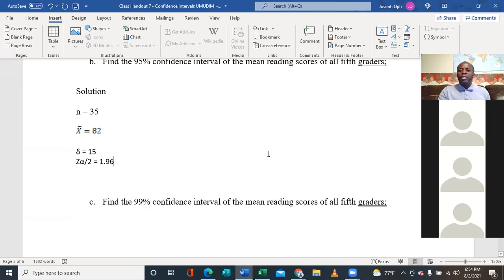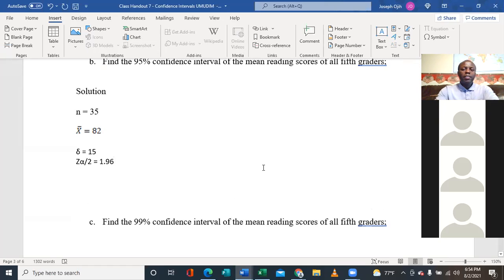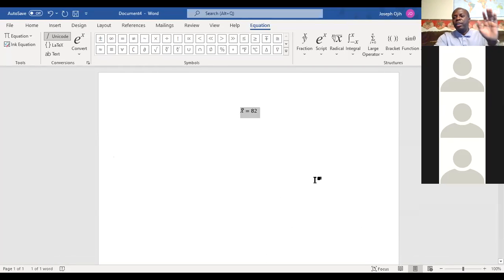The second step is to calculate the error margin. Once you calculate the error margin, you're almost done. All you have to do then is to subtract the error margin on the left side, then add the error margin on the right side. And that's it to get your confidence interval.